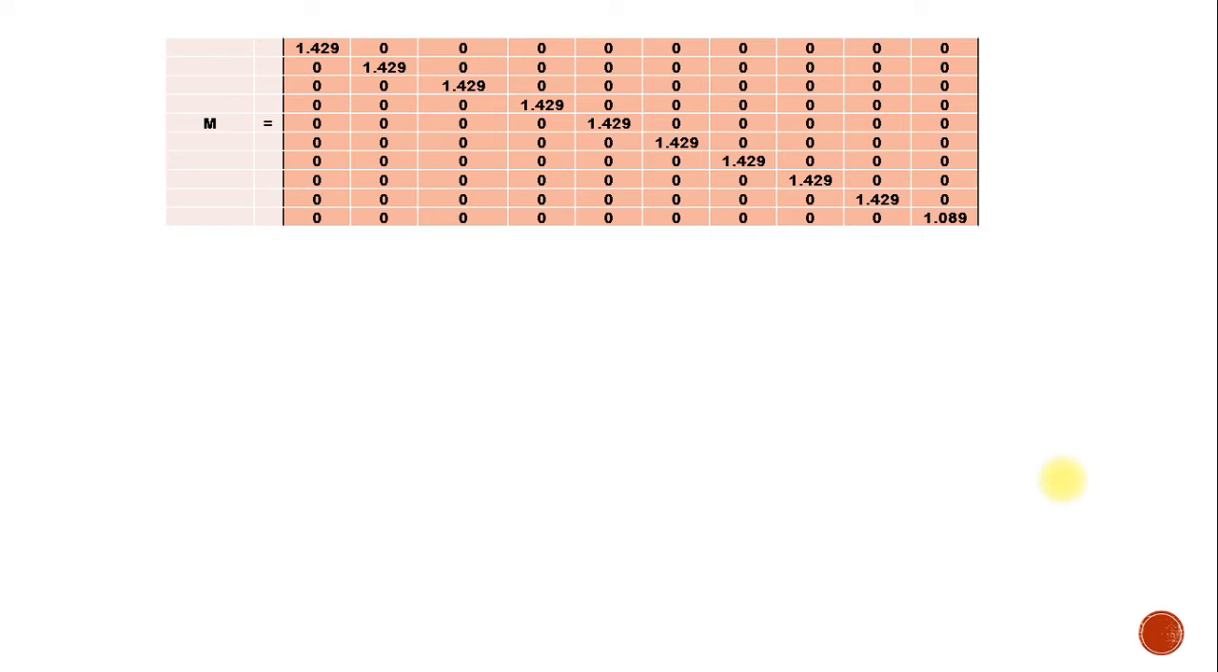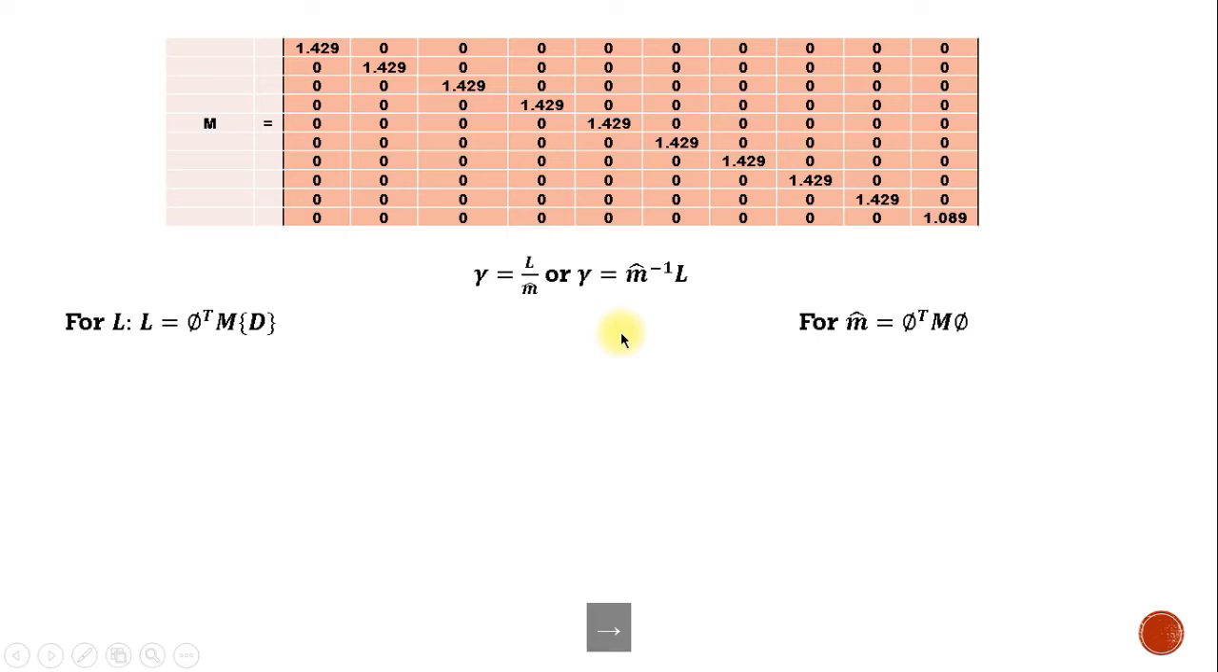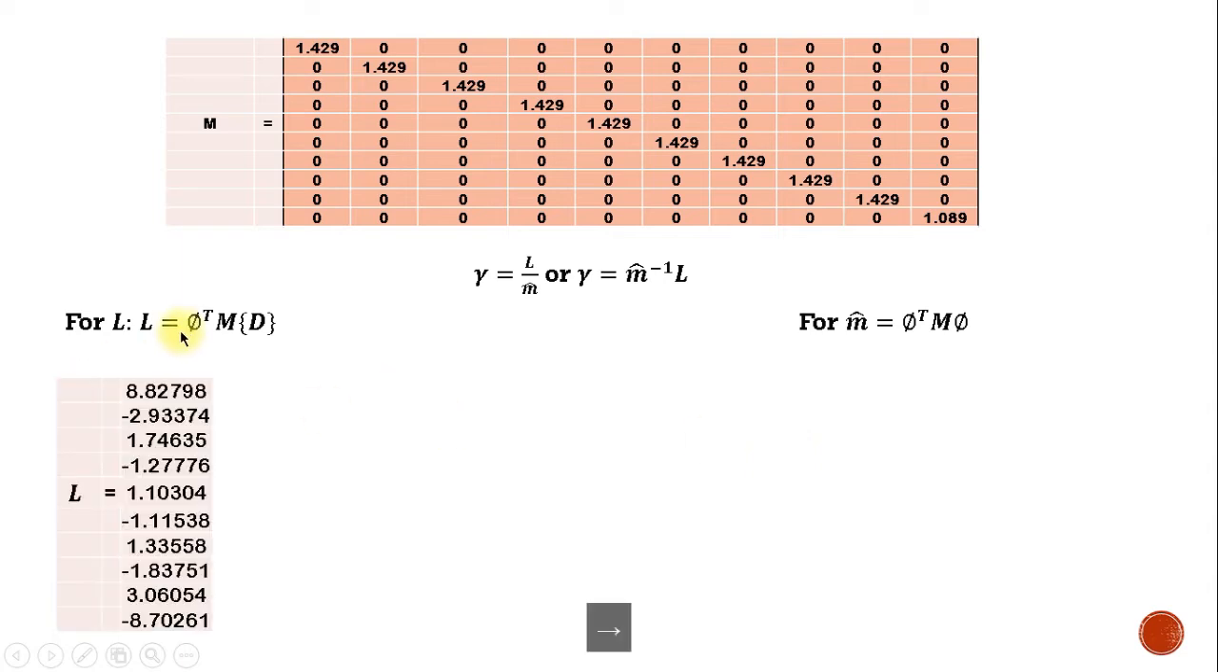So, given kanina, ito ang ating mass matrix. Solve natin ito by using this formula, you can get L, which is equals to this vector. Since ang ating L is equals to transpose of mode shape matrix, 10 by 10, times mass matrix, 10 by 10, times the directional displacement unit vector, that is 10 by 1 vector. So, ang result niya is 10 by 1 vector.